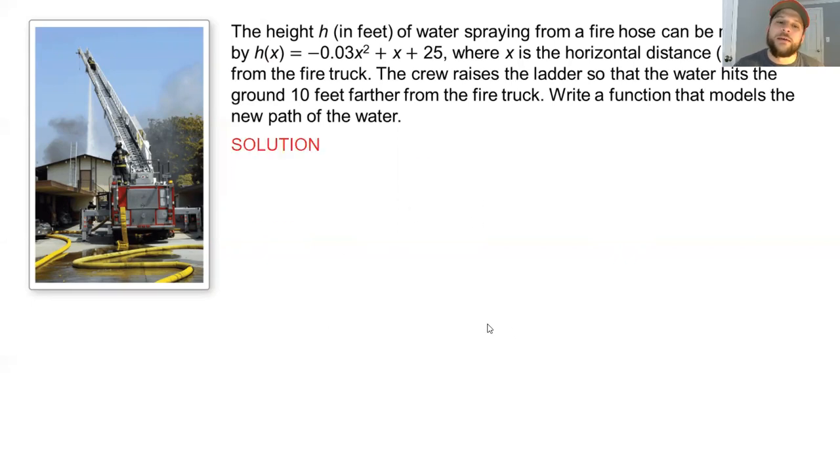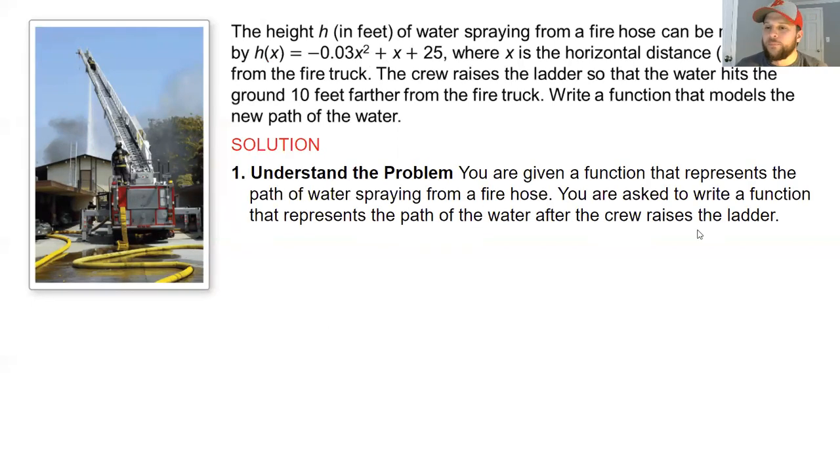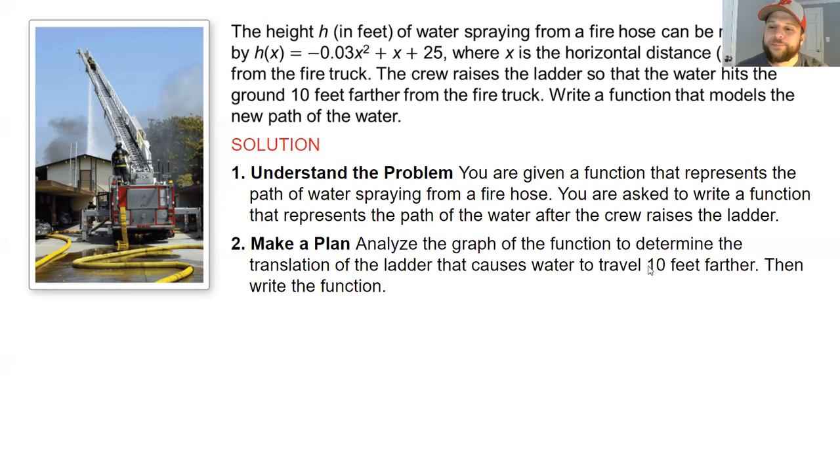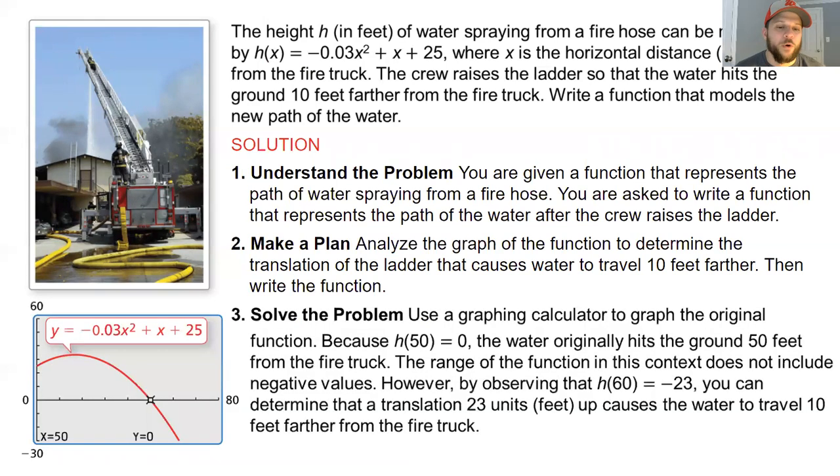So we're already given the equation of what the fire truck is starting to spray the water at. But then what they're going to do is move it so that the ladder is 10 feet further from where the fire truck is. How does that affect the water? So then we need to analyze the graph of that function from the first one to determine what the translation needs to be in the equation so that the ladder is pushing the water 10 feet further.